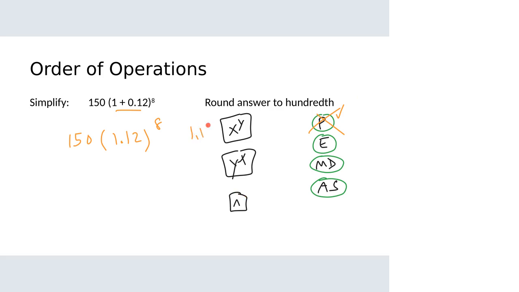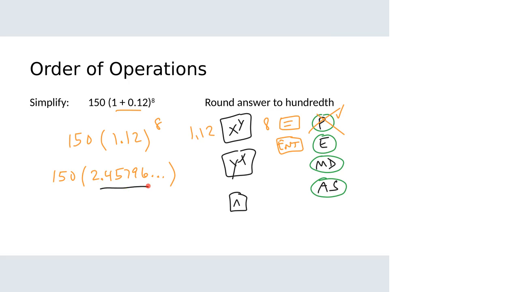It kind of depends on the calculator you've got, but for the most part, they work the same. We'll have the 1.12 on our calculator. We'll hit the x to the y, y to the x, or caret button, then enter the 8, and then either equals or enter, depending on what your calculator is. And when you raise 1.12 to the 8th power, you should get 2.47596, and that keeps going. And so we have 150 times 2.47596, and that keeps going. I'm just going to leave that number sitting there on my calculator. My calculator is going to be my friend here.